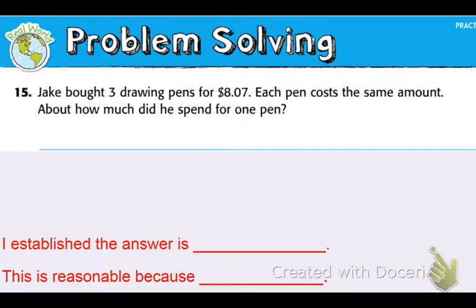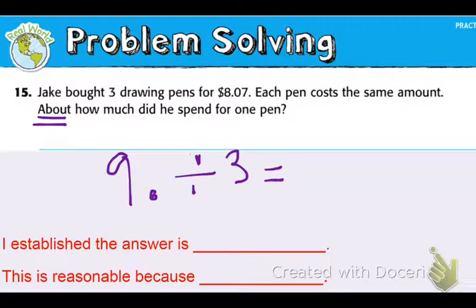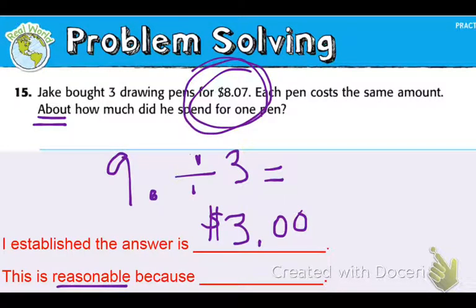Jake bought 3 drawing pens for $8.07. Each pen cost the same amount. About how much did he spend for one pen? Well, I know that I'm dividing by 3 because he bought 3 of them, so I'm going to choose $9. Yes, he spent less than $9, but it's close to 9. About how much did he spend on each pen? He spent about $3 on each pen. It's reasonable because 3 times 3 is $9, and $9 is close to the amount he spent.